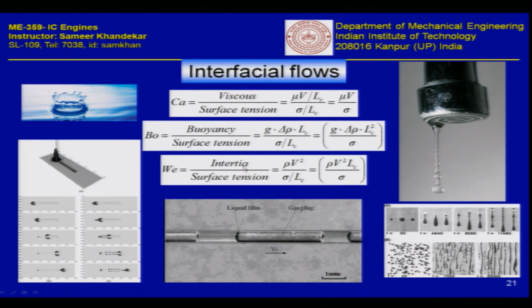And naturally, for example, if you have a droplet sitting on a surface and you start blowing air on it, at a particular velocity the droplet will start moving. So, essentially the Weber number increases to a value where the inertia forces are high enough that surface tension forces can be overcome and the droplet can start moving.